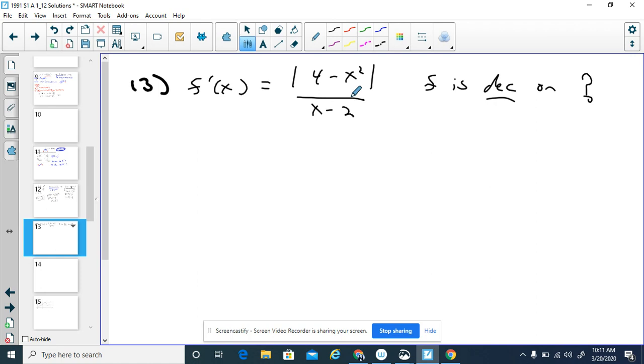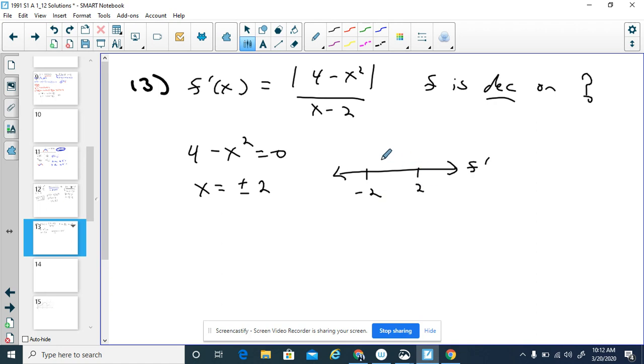f is decreasing when f prime is negative, right? Basic concept. So maybe first find out when f prime is 0 or undefined. You have a fraction here, and a fraction is 0 only when the numerator is 0. So you can set 4 minus x squared equal to 0. Solve this pretty quickly, however you want to do it, or just see it. x equals plus or minus 2. Now I'm going to make a sign line, label it f prime, and put negative 2 and 2 on here.